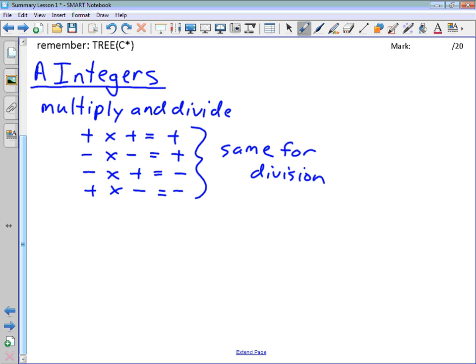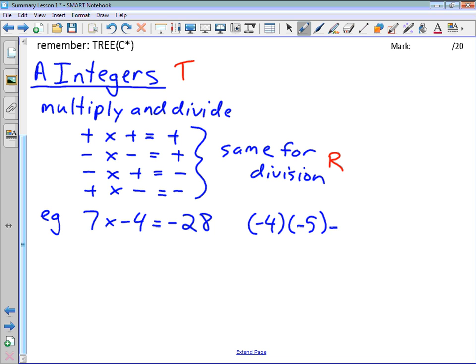So I've got my topic. Okay. I've got my rule. Let's do an example down here. So I'll just say e.g., for example, 7 times negative 4 gives me negative 28. Now I might do a second example here. I might do something like negative 4 times negative 5 equals positive 20.